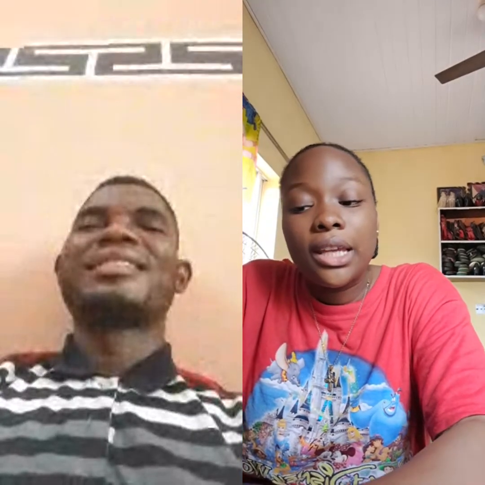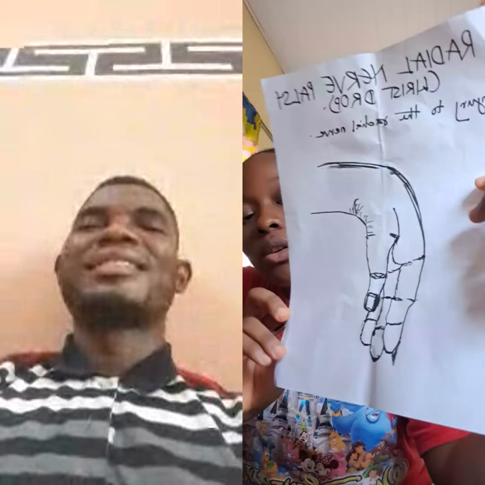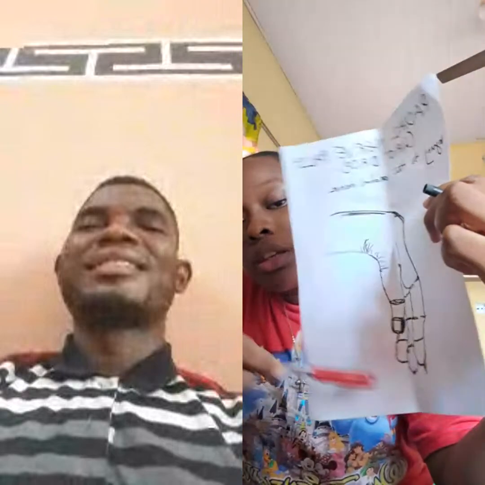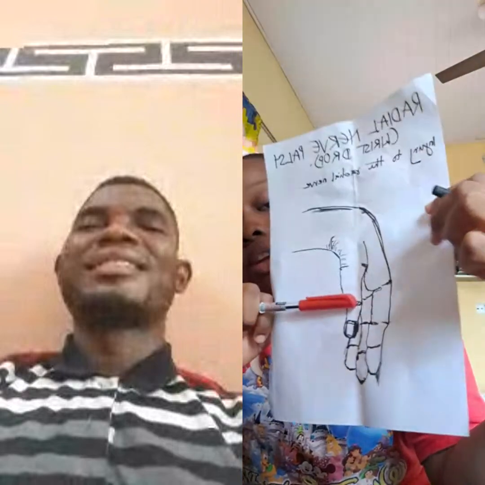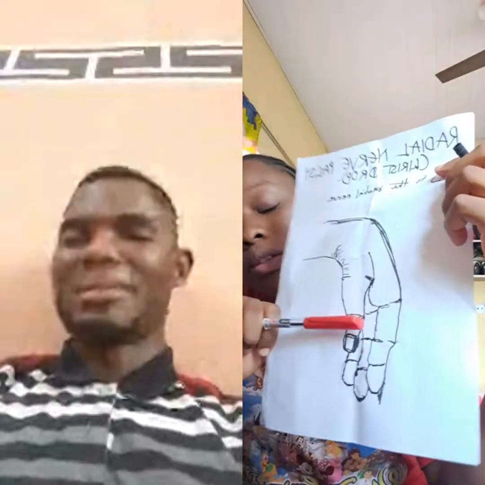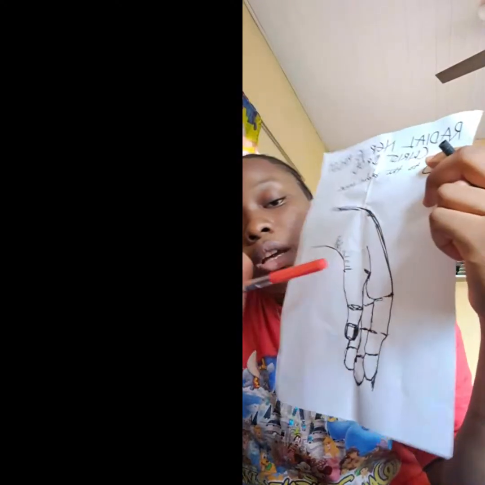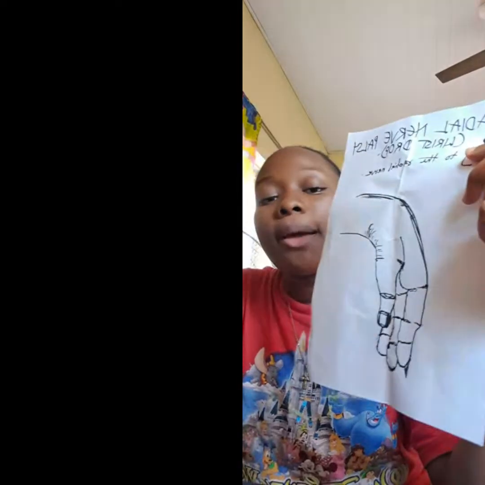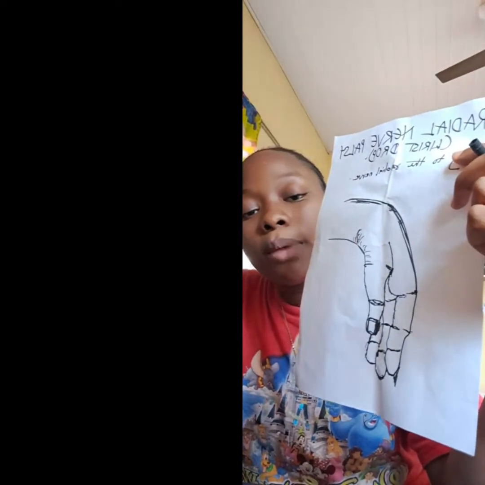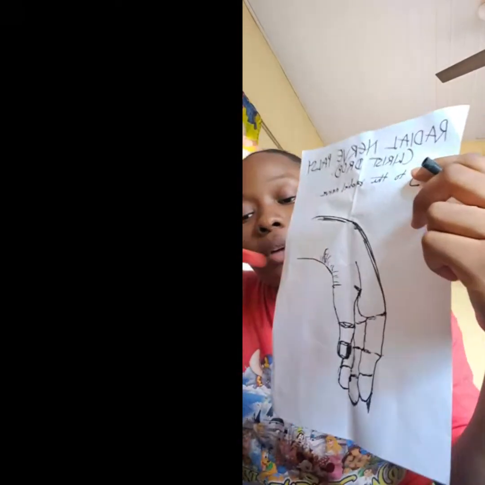Like I was saying, I'm done explaining everything, including radial nerve palsy, like I showed. Resulting in a wrist drop, it is one of the conditions of the brachial plexus injuries. This one is known as radial nerve palsy. So we have Erb's palsy, we have Klumpke's palsy, and we have radial nerve palsy.